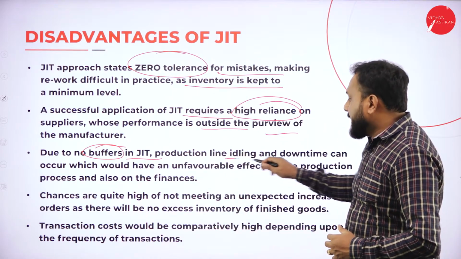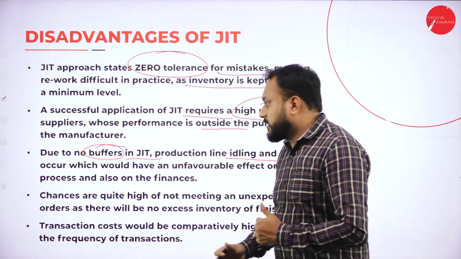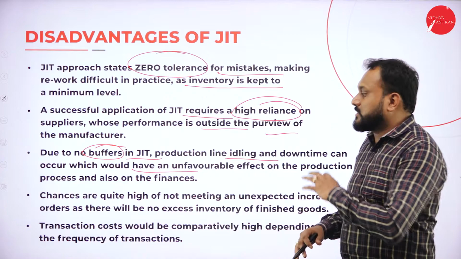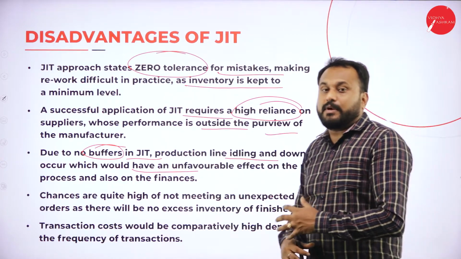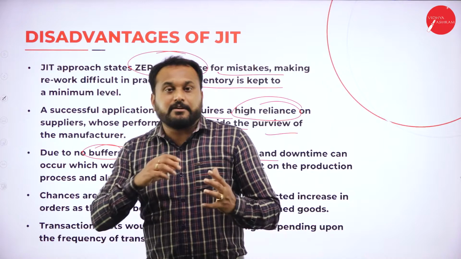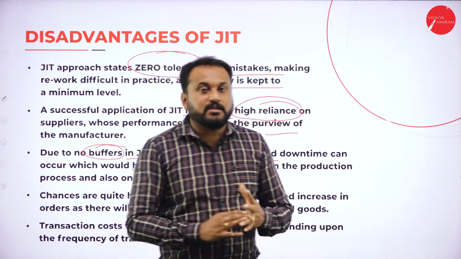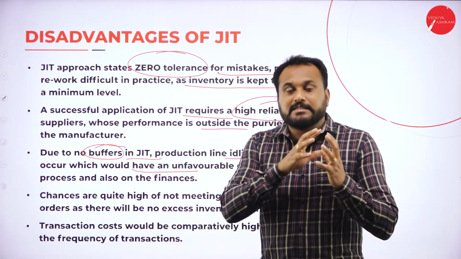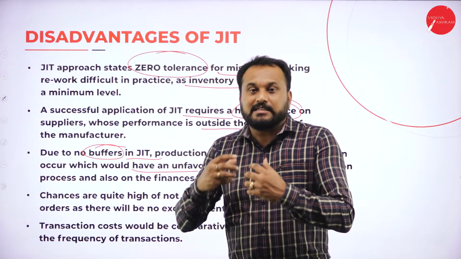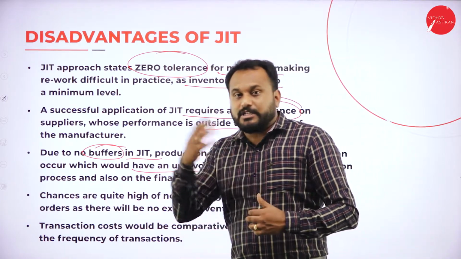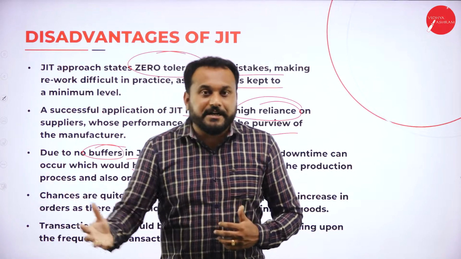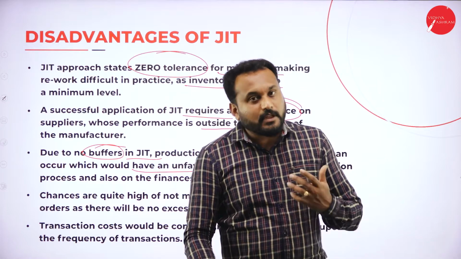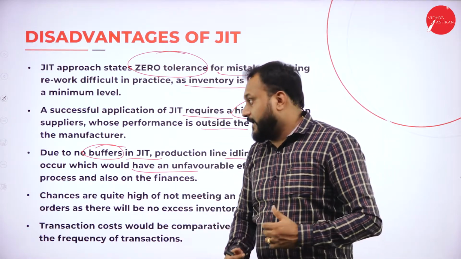Production line idling and downtime can occur, which would have an unfavorable effect on the production process and also on the finance. So when you go with JIT, you need to have proper suppliers, proper workers, proper inventory. Everything should be proper. Now something happens. For example, your supplier is outside your company, your organization, your industry. Now he will not supply the raw materials. Now JIT will fail. That is a drawback of JIT.